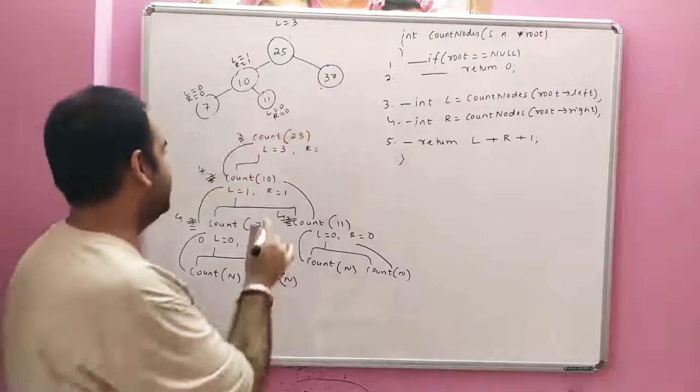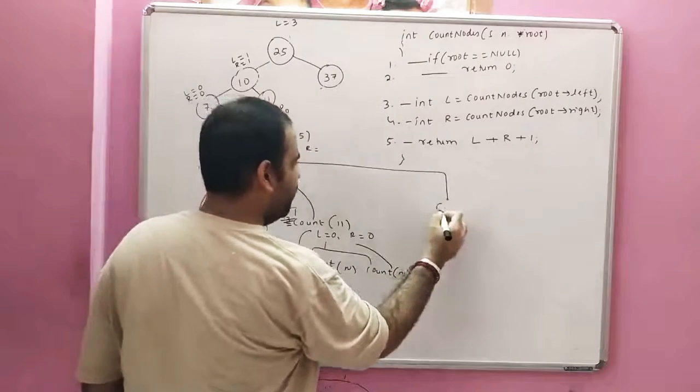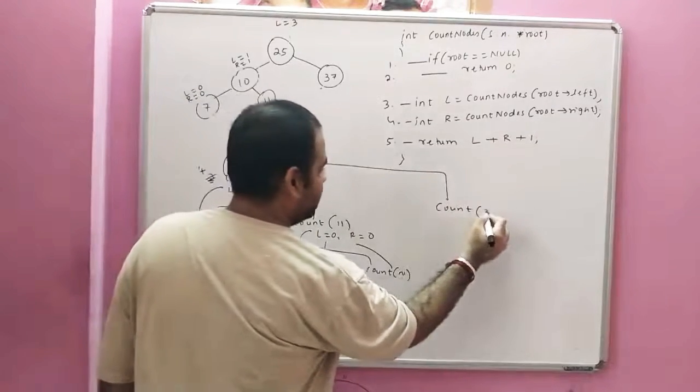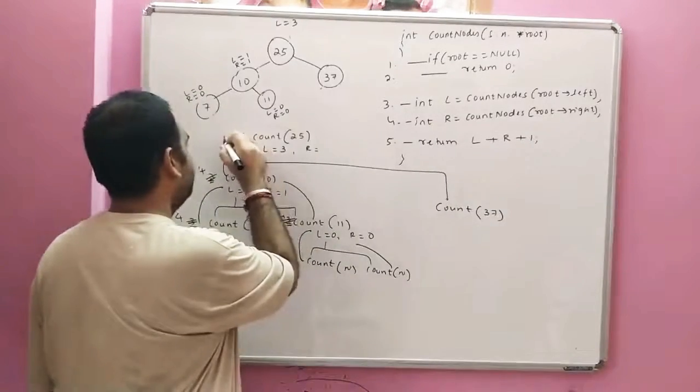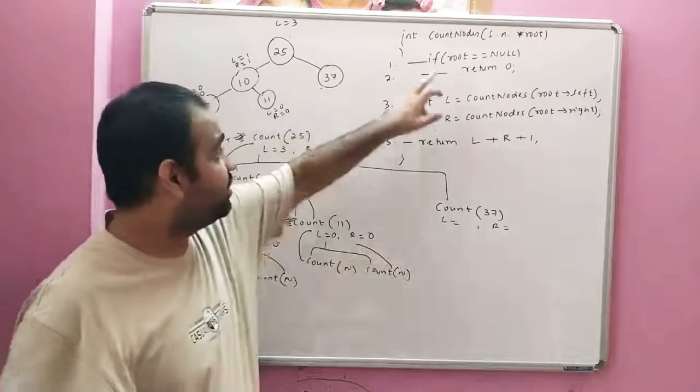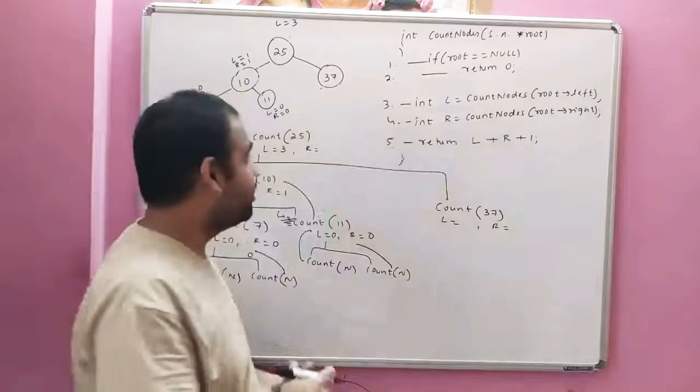Now, execute line number 4. Now, what is line number 4? Count of 25 arrow right. That is 37, and the return line number is 4. This is L and this is R. Now, is 37 equal null? No. Again you execute line number 3.